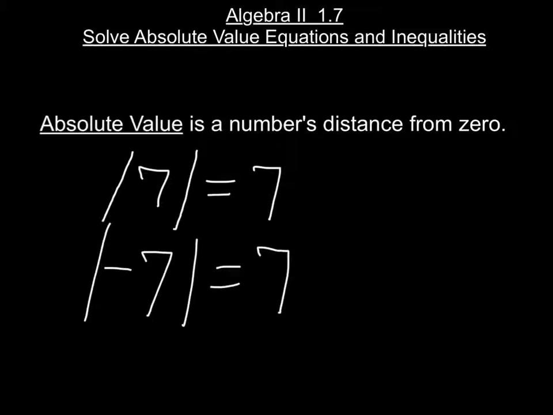Okay, when we're talking about the number's distance from 0, you'll need to remember that there is no negative distance. Distance must always be a positive number. So when we're taking the absolute value of a number, it will always come out positive. Okay, a number's distance from 0 must also always be positive.